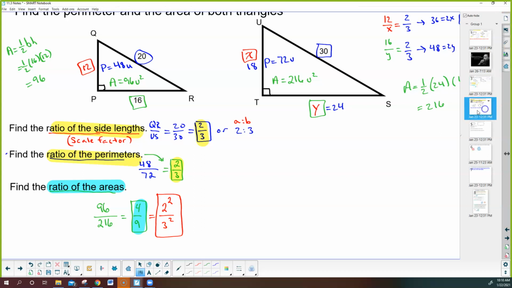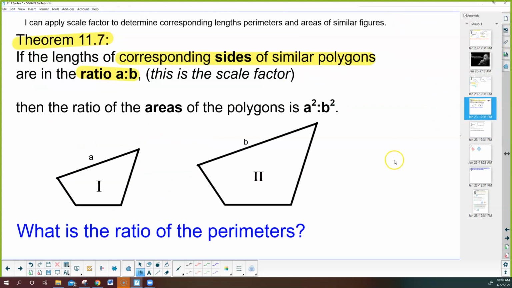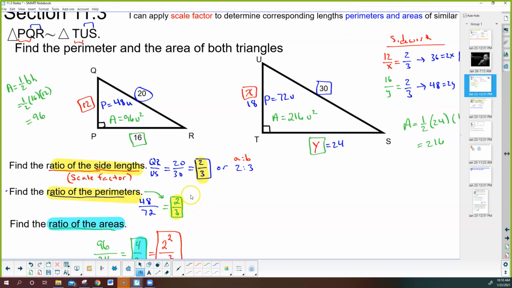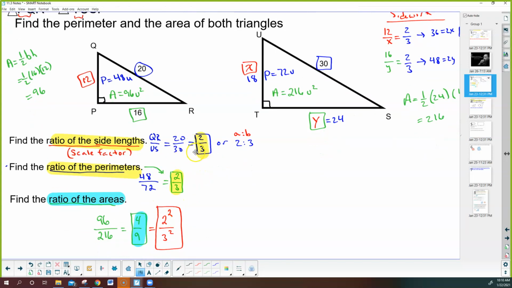Okay, so here's the official. What's that? Are your side lengths and perimeters going to be the same ratio all the time? Yes, yep. If the shapes are similar, and it doesn't matter if it's triangles, right? We know it could be any shape. So if I have two similar shapes, the ratio of sides and the ratio of perimeters will always be the same, and the ratio of the areas will be that value squared.